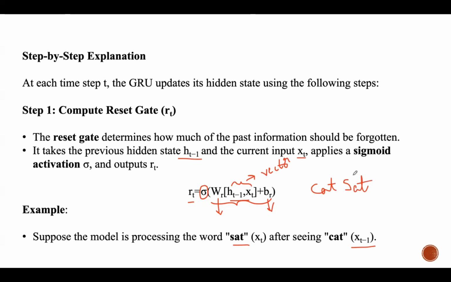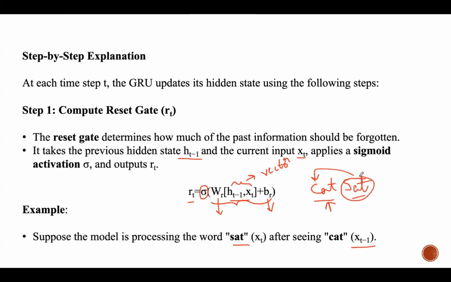So if this sat is highly dependent on this word cat, the reset gate will allow most of the past information, as this word is depending on this. If sat is not relevant to cat, in that case the reset gate will forget most of the past state. So it will forget this and focus only on this word sat alone.